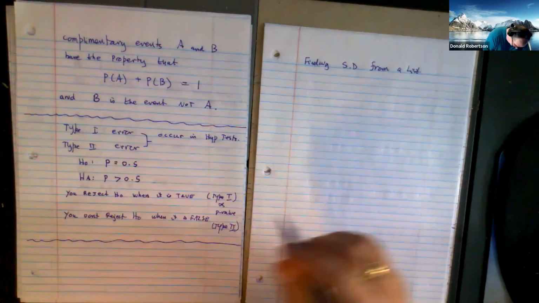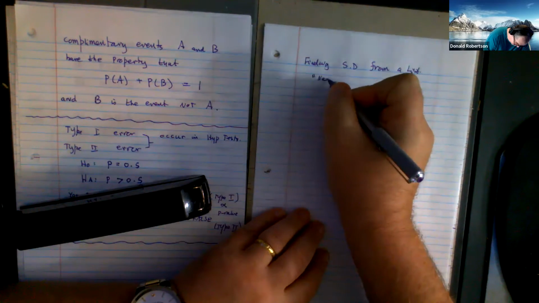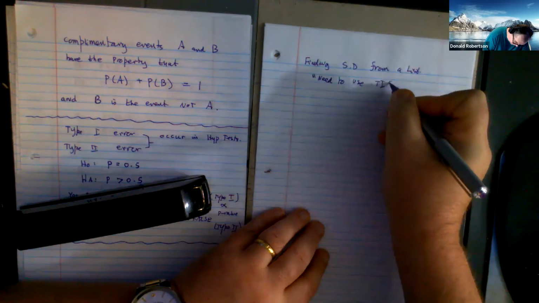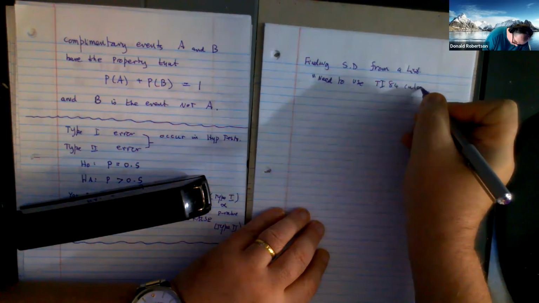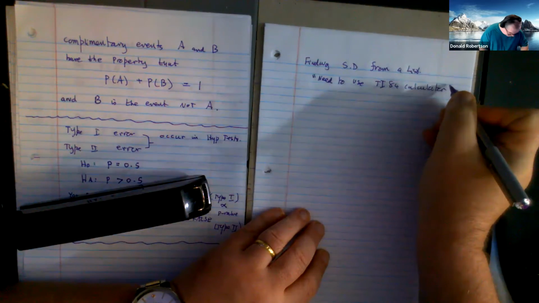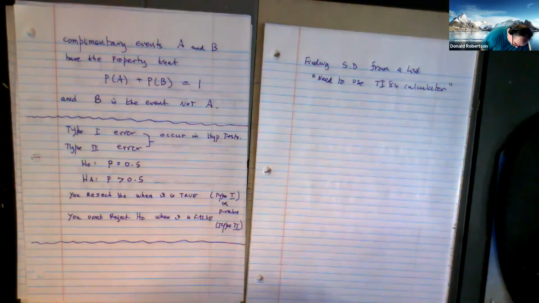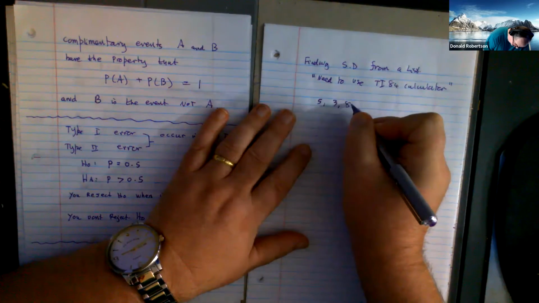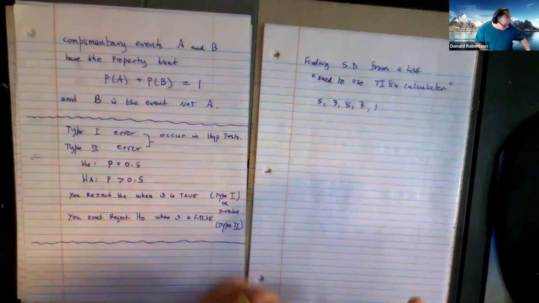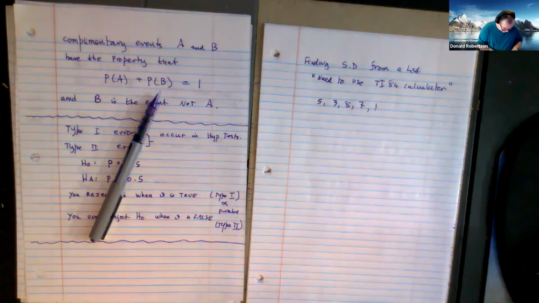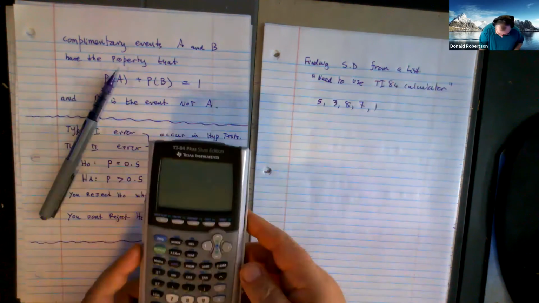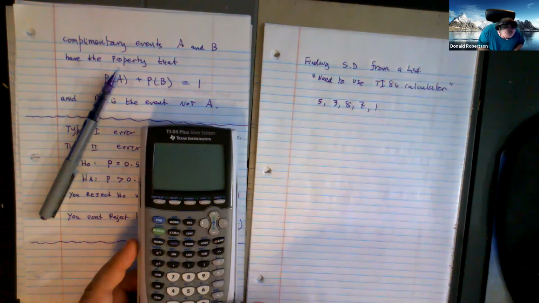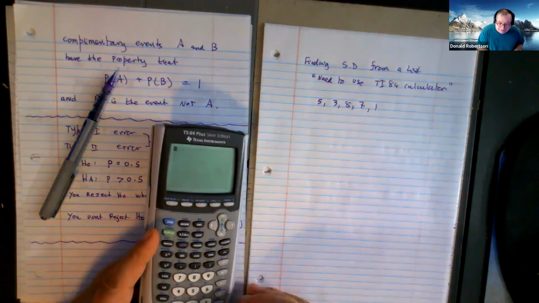You need to use your TI-84 calculator. So let's suppose I collected some data and the numbers were 5, 3, 8, 7, and 1. Keep the numbers simple, and you want to get the standard deviation. I mean, you could do the mean by just adding them up and dividing by 5. People don't have problems with mean, but standard deviation is much more complicated.